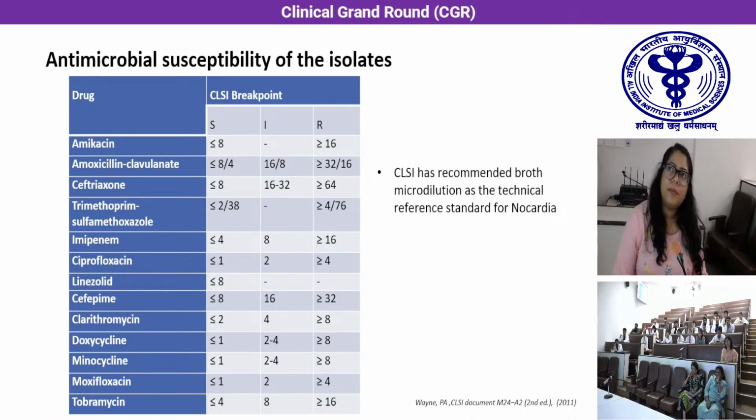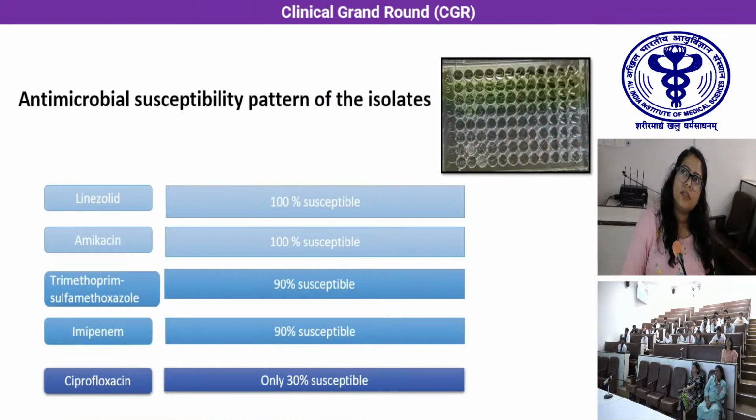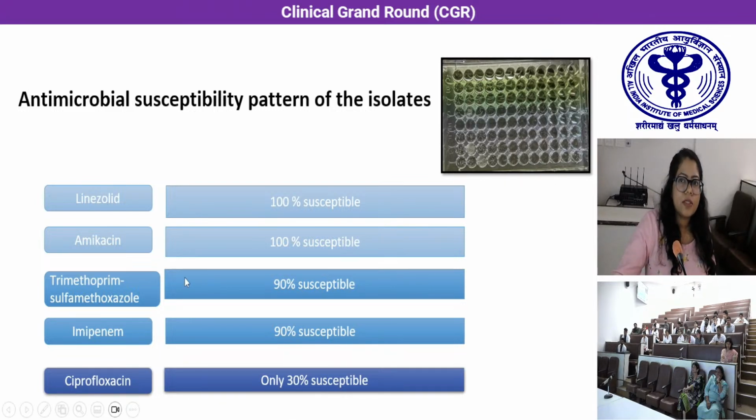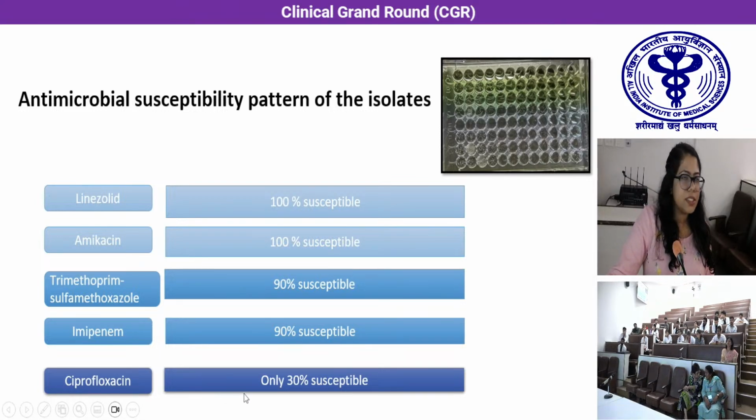For performing antimicrobial susceptibility of the isolates, we have tested using Sensititre, and CLSI has recommended broth microdilution as the technical reference standard for Nocardia, and these are the breakpoints. So this is the antimicrobial susceptibility pattern of the isolates we tested. We found 100% susceptibility to both linezolid and amikacin, cotrimoxazole and imipenem showed 90% susceptibility, and ciprofloxacin had a higher resistance rate, with only 30% susceptible.